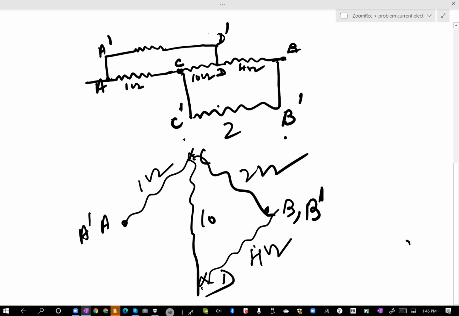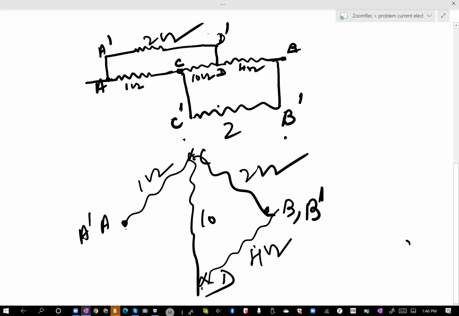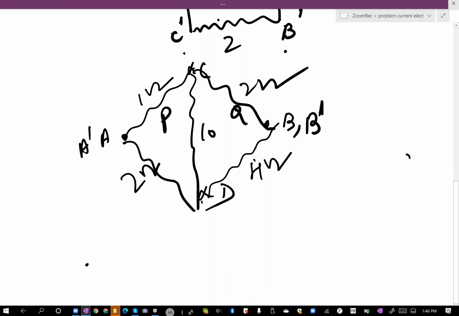And between A and D, you have, A and C is 1 ohm, A and D you have 2 ohms again. So this is 2 ohms. So you have restructured it into a diamond structure. Here you have your P, which is 1 ohm. Here you have your Q, which is 2 ohms. Here you have your R, which is 2 ohms again. And here you have S, which is 4 ohms. Now P by Q will be equal to 1 divided by 2, which is half.